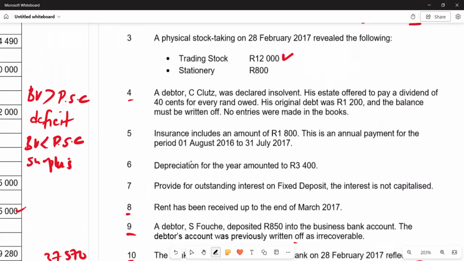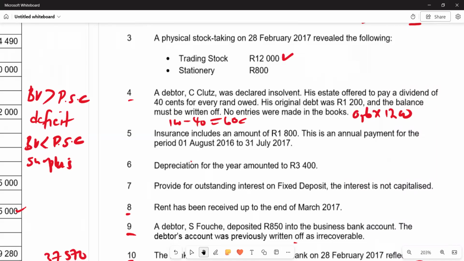0.4 as a decimal was paid of 1,200. So it means the remainder is going to be written off. It's going to be our bad debts. So we are going to say 0.6. If 40 cents was paid, it means the one that was not paid is 100 cents minus 40 cents, which is 60 cents. And the 60 cents as a decimal becomes 0.6. And then we multiply by 1,200. And we try to calculate it as such.